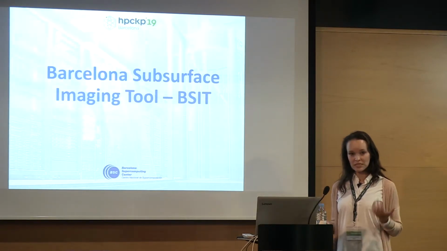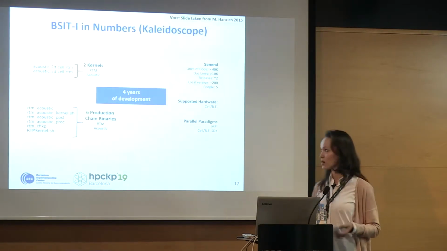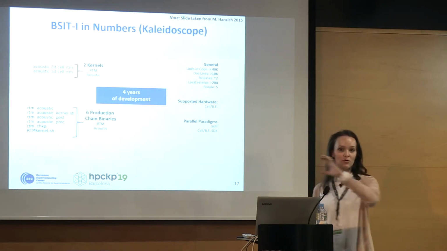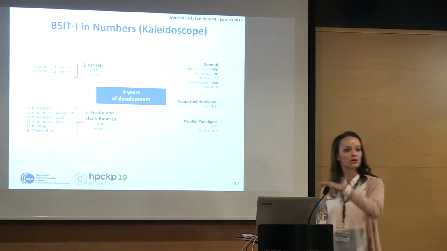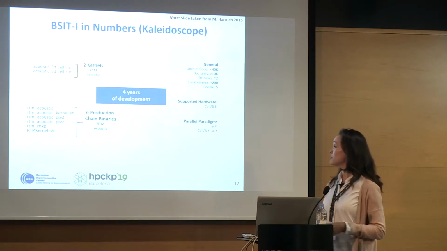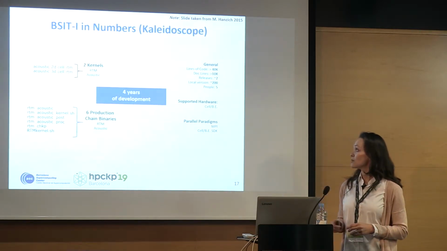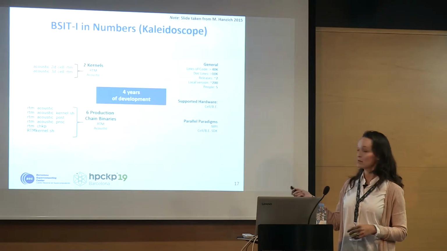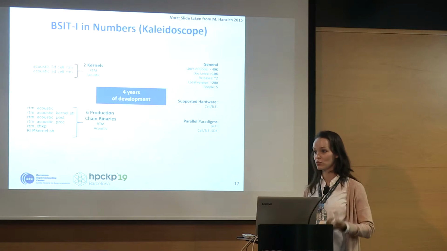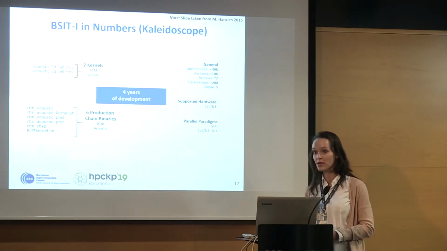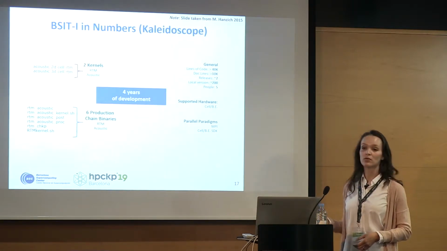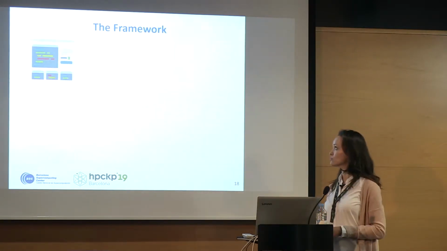Okay, what's BSIT? Initially, BSIT was 2 kernels, 6 production chains, the whole workflow of simulating different shots in a field. At the beginning there were like 5 people involved in it, and considering only the Cell, because it was from the very beginning of Mare Nostrum. We have Mare Nostrum 2, Mare Nostrum 1, that were Cell-based. And of course, it took 4 years of development to get to this state.